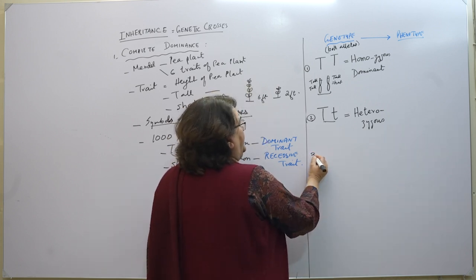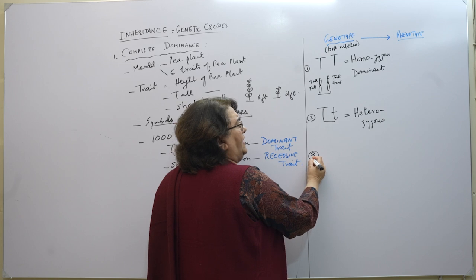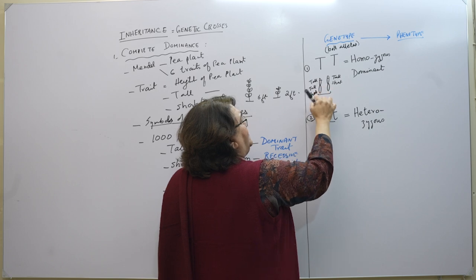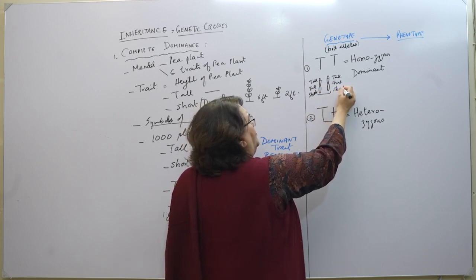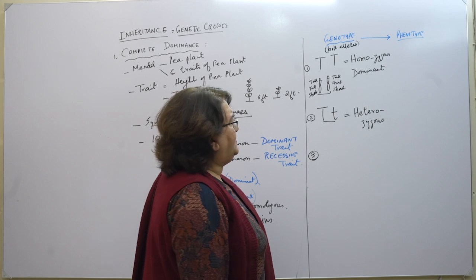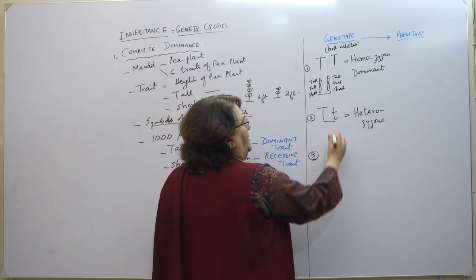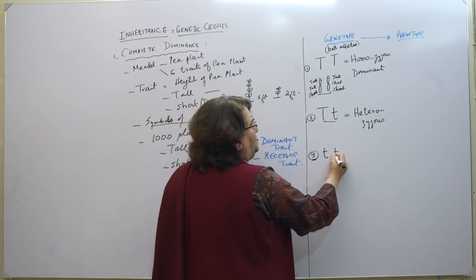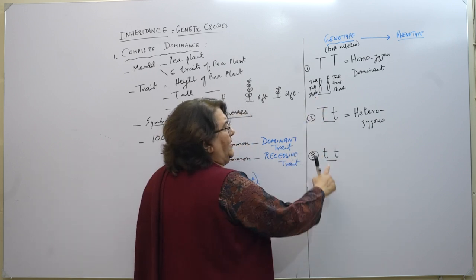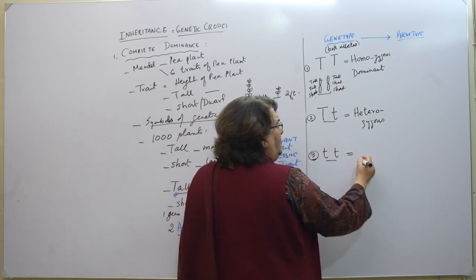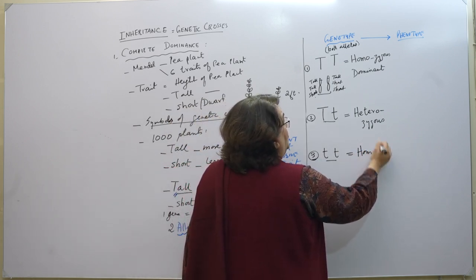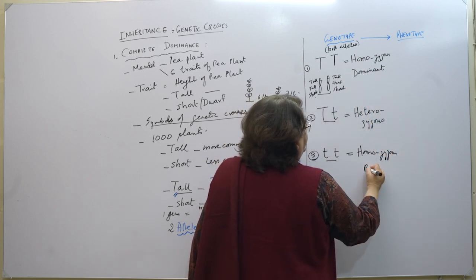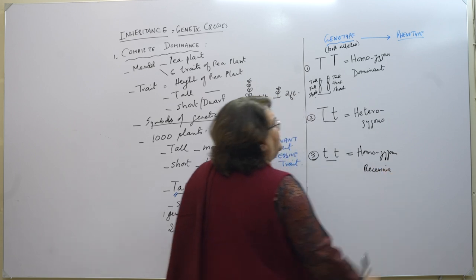Now the third type of combination of the alleles on the homologous pairs could be that one chromosome gets the short allele and the other chromosome also gets the recessive, or short, allele. How do I write it down? I'm going to use a small t for the short one and again another small t for the other allele. Because they're both the same, we'll use the same language, homozygous, and this is going to be homozygous recessive.